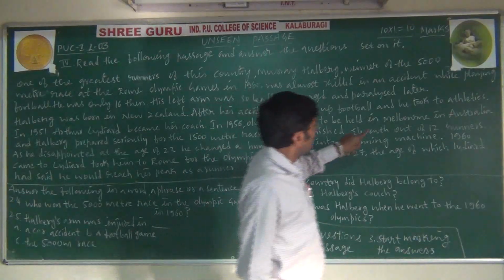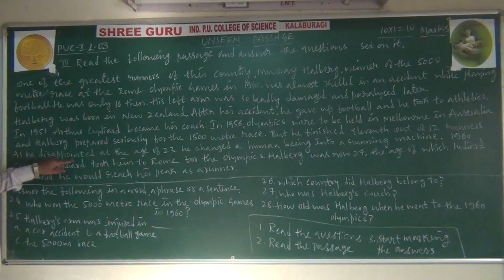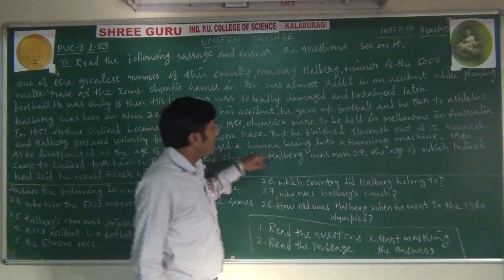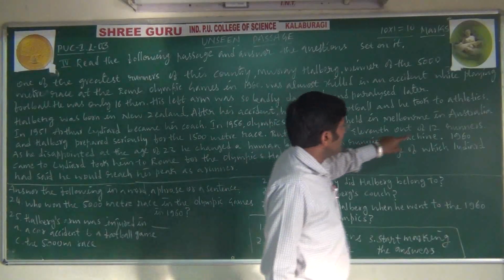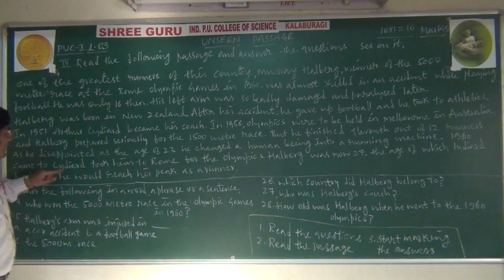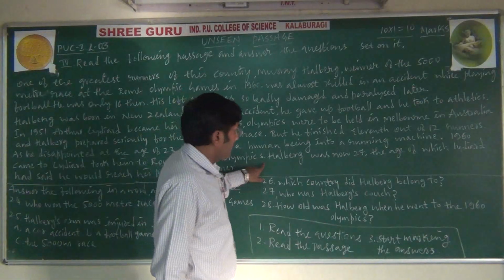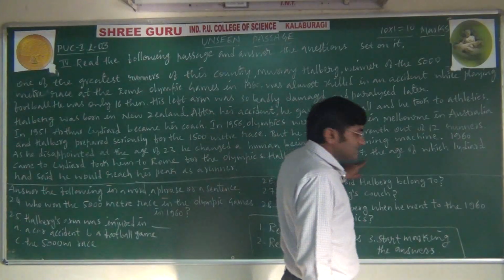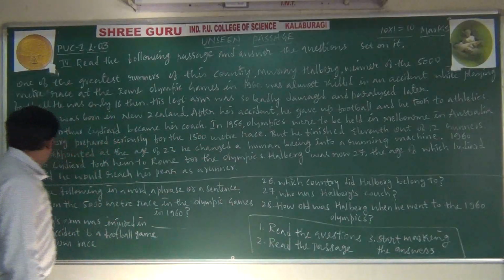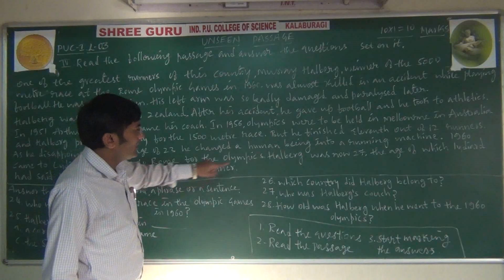But he finished 11th out of 12 runners, as he was disappointed at the age of 23. He changed a human being into a running machine. In 1960, Lydiard took him to Rome for the Olympics. Halberg was now 27, the age at which Lydiard had said he would reach his peak as a runner.